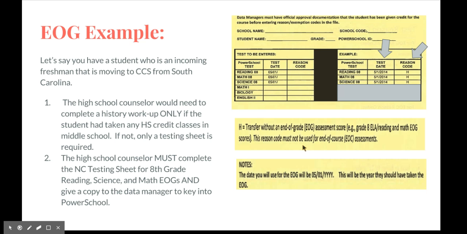For testing sheet purposes, the high school counselor must complete the North Carolina testing sheet for the 8th grade reading, science, and math EOGs. Once again, they will use the H code, which is for transferring without an end of grade assessment score, and will use the May 1st testing date with the school year of the spring semester of when they ended their 8th grade year.